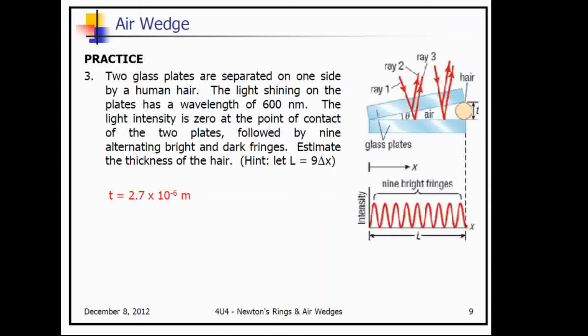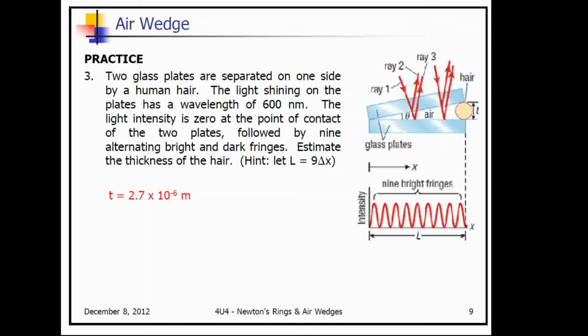So in this case, light shines on this, and with that 600 nanometers, it says the light intensity is 0 at the point of contact of the two plates, followed by 9 alternating bright and dark fringes. So we have bright, dark fringes. So in this case, we don't have our L. So this is the more difficult type of air wedge problem. It's still solvable. You just have to think about this a little bit more.